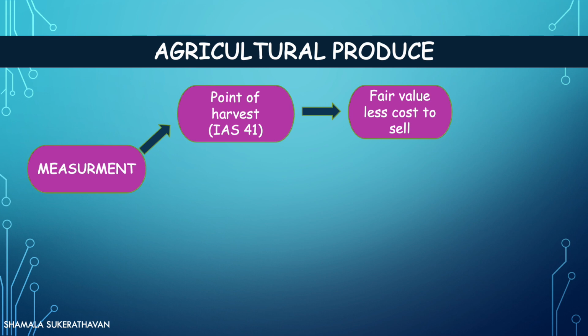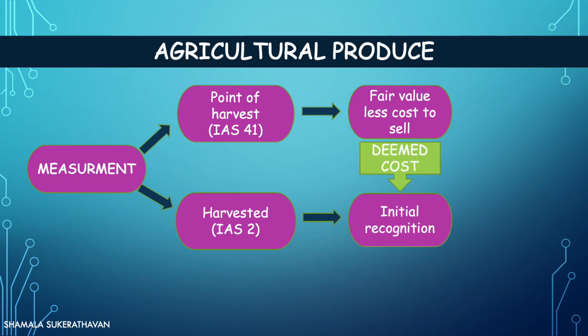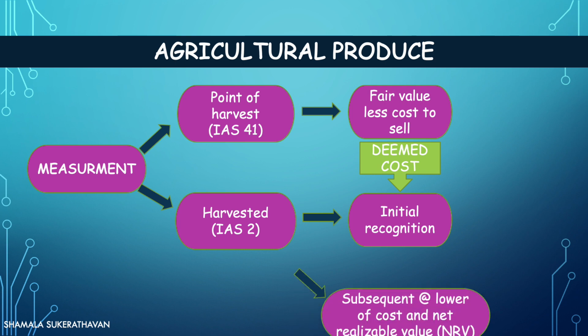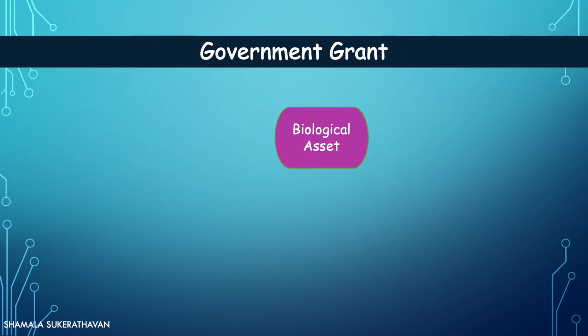Upon harvest, the agricultural produce becomes an item of inventory and thus falls within the scope of IAS 2 Inventories. The initial measurement value at the point of harvest is the deemed cost on initial recognition of the inventories. Subsequently, inventories are measured at the lower of cost and NRV.